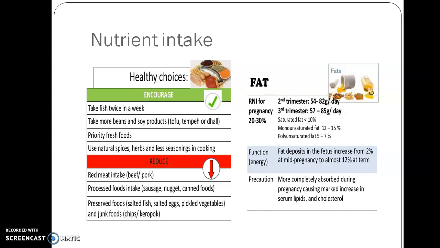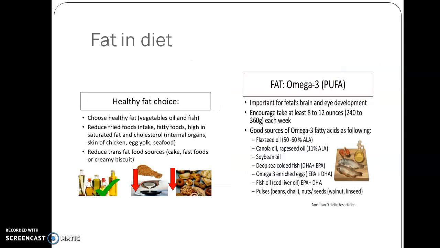If you are consuming more of the fats, it will lead to an increase in the serum lipid during pregnancy and also in the cholesterol level of the mother. So that is something which we have to pay caution to.